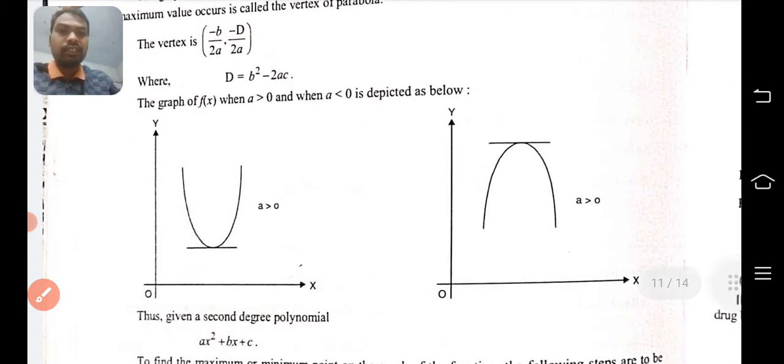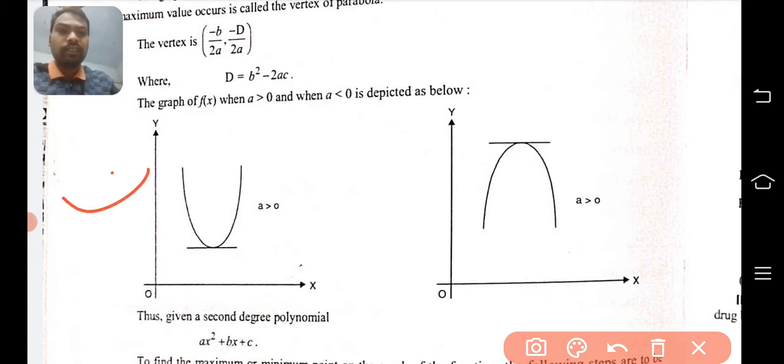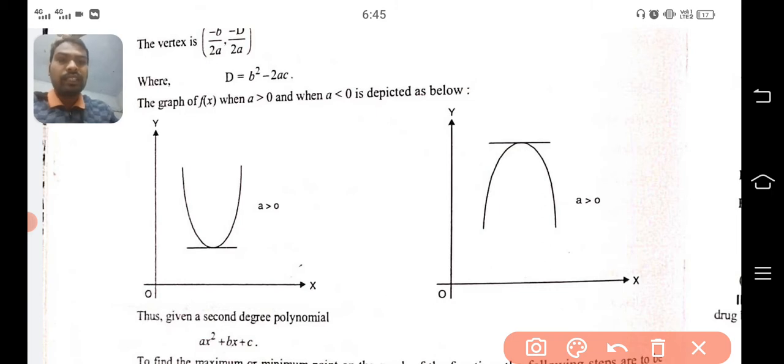So let's discuss the graph. You can see below the graph of f(x) where a is positive and a is negative. When a is positive, the graph should be like this. But when a is negative, actually here in the right side of the diagram it is given as a is positive, but that should actually be a is negative. Clear? So the graph should be like this, a U shape.